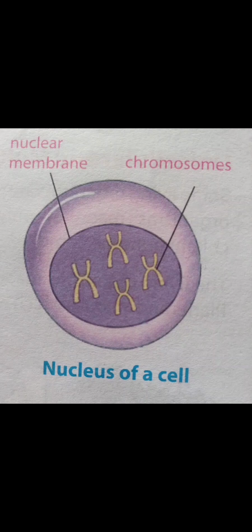Inside it, there are many thread-like structures called chromosomes, which are present in the nucleus. The chromosomes pass on the characteristics of the cell to the new cell. Every species has a fixed number of chromosomes. For example, humans have 46 chromosomes.